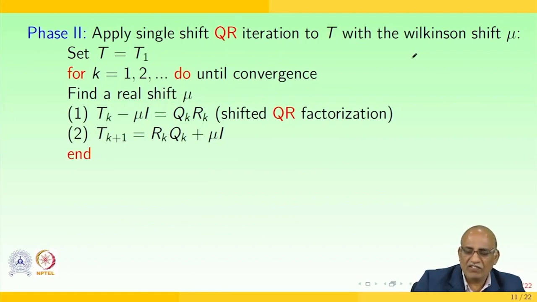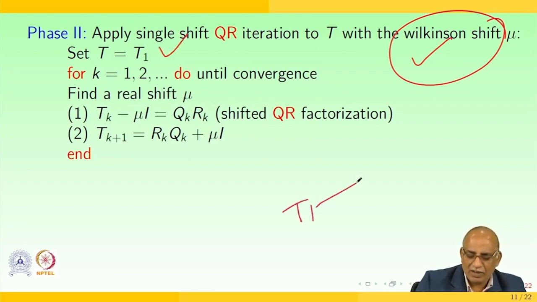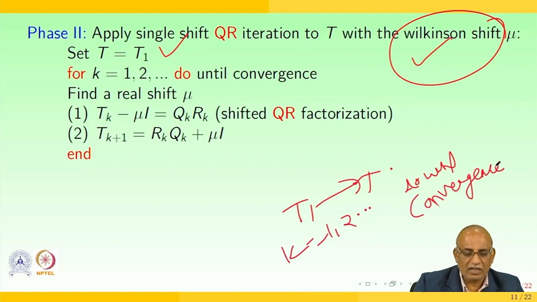What you do in phase 2 is apply single shift QR iteration to the matrix T, by using what you call the Wilkinson shift. So, what is the Wilkinson shift? The Wilkinson shift is the following. Set T is equal to T1. So, that means T1 is being assigned as T. For k is equal to 1, 2, etc., do until convergence. Find a real shift mu.